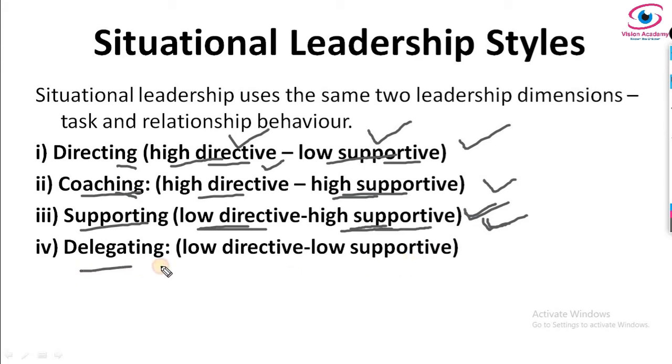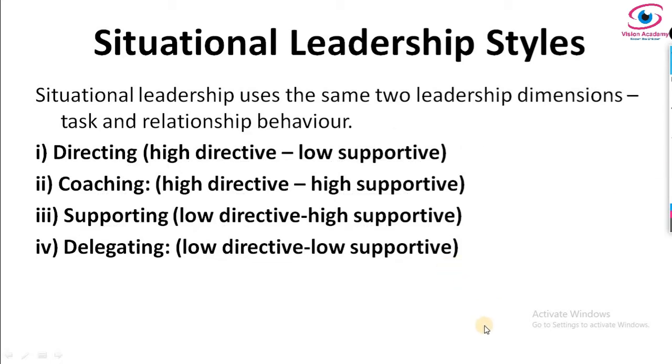In case of delegating type of leadership, he will delegate all the responsibility or power to the followers, so the direction and support required is low in case of the delegative type of leadership. So low directive, low supportive will be given. So these are the different styles of leadership in situational leadership.